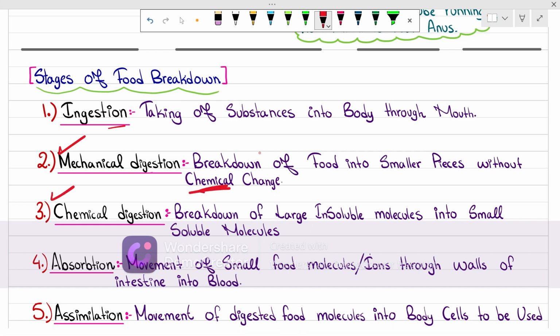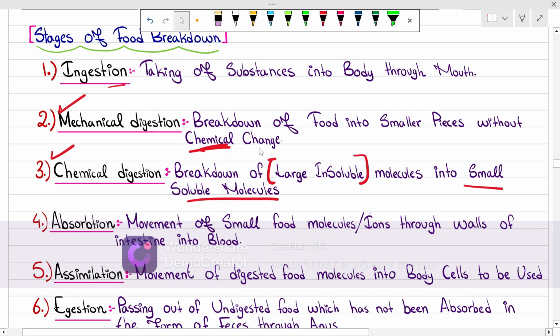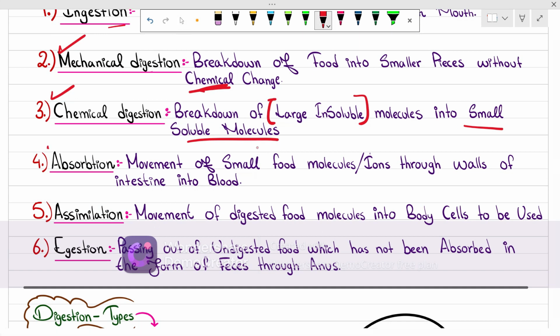The third one is chemical digestion. Chemical digestion is the breakdown of large insoluble molecules into small soluble molecules with chemical change. The fourth one is absorption. Absorption is the movement of small food molecules or ions through the walls of the intestine into the blood. After small food molecules have been moved into the blood, these digested molecules are then used by the cells in the body, and this process is known as assimilation.